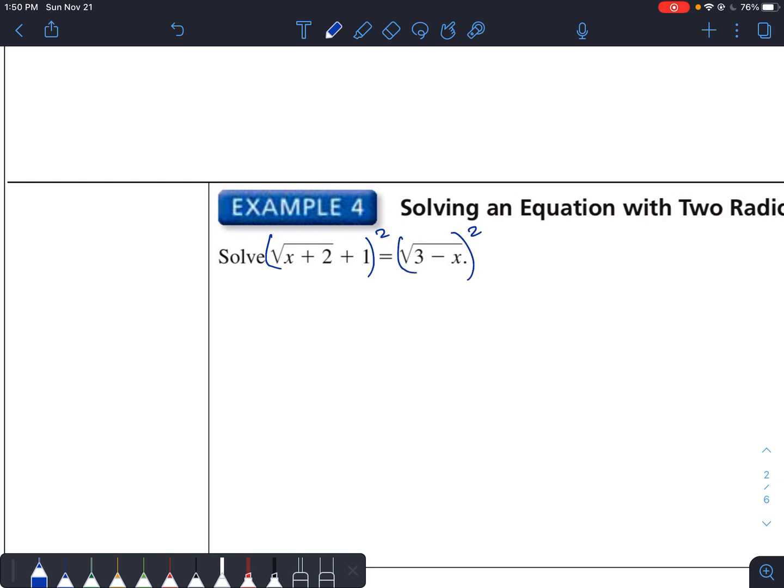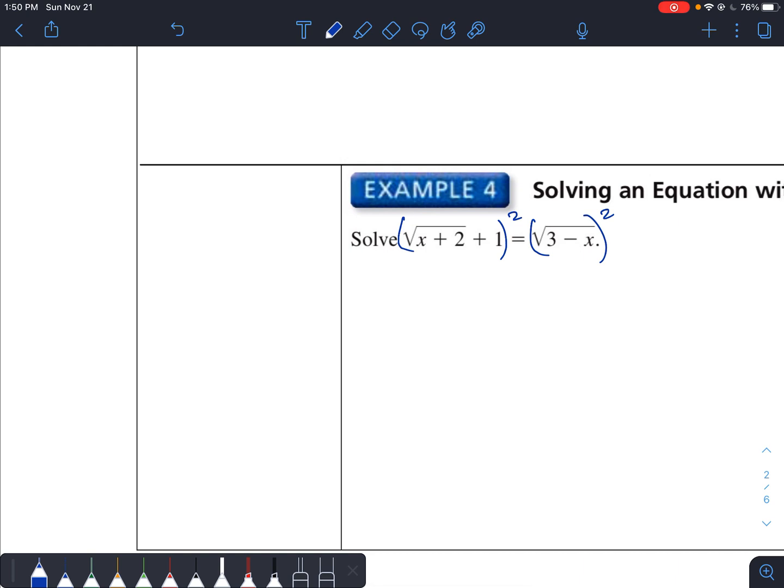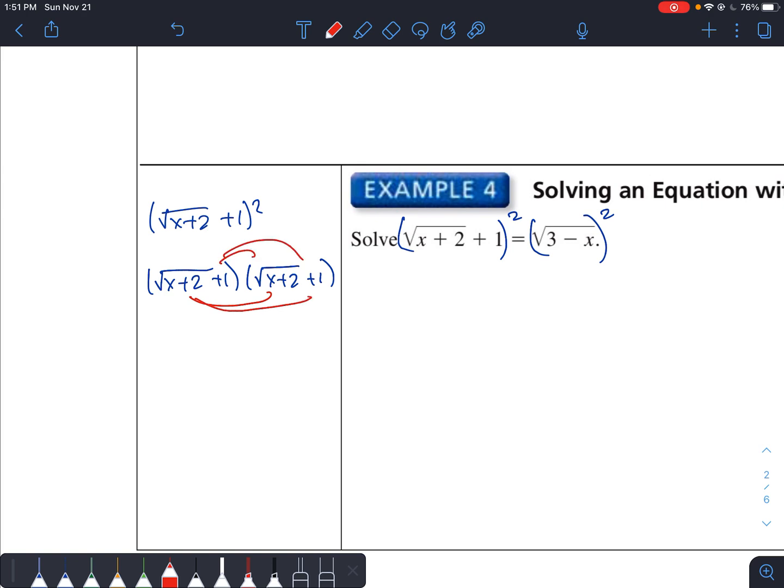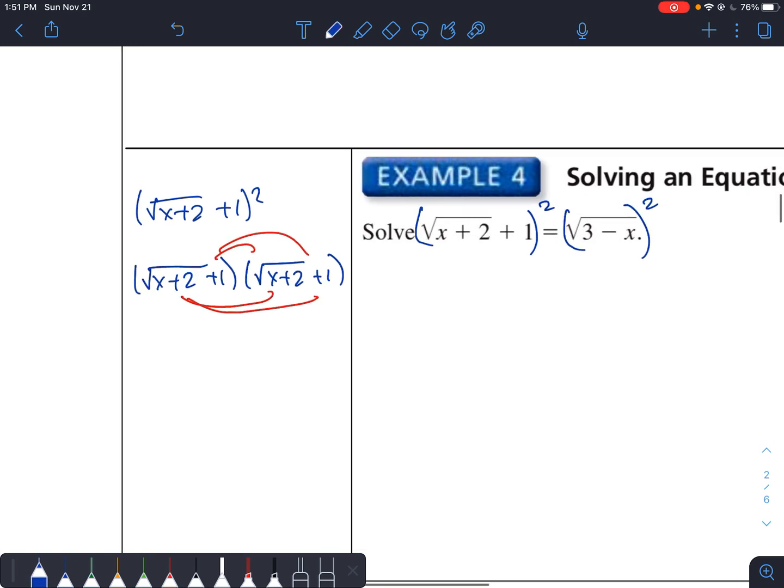So we're going to square both sides. Now on the left side, that would give me the square root of x plus 2 plus 1, squared. Now I can't just square each term because this is a binomial. So I have to write this out as square root of x plus 2 plus 1 multiplied by square root of x plus 2 plus 1. So here's a binomial that I have to FOIL to expand. So let's try that out.